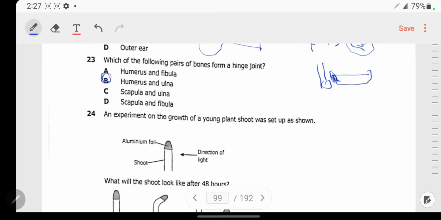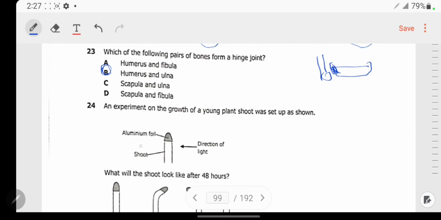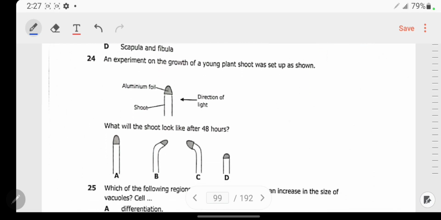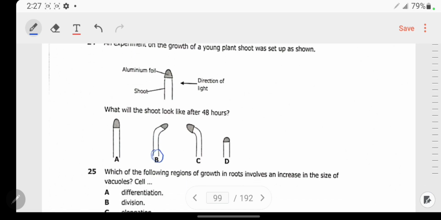Let's look at 24. An experiment on the growth of a young plant shoot was set up. So now, the direction of the sun, we have the aluminium foil, which is there to prevent the sun's rays from reaching the shoot. Looking at the direction of light, the growth response will be towards the sun. So the only option that matches that description is option B.